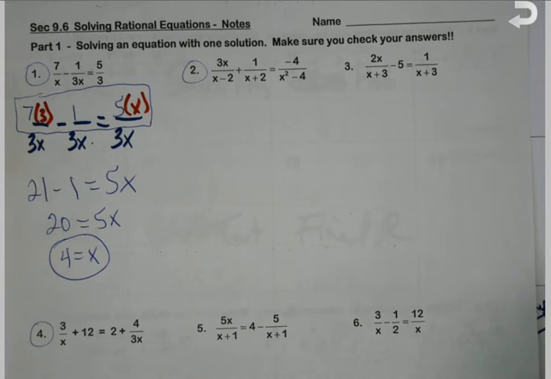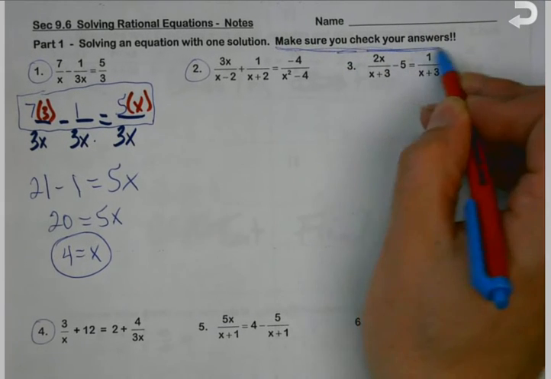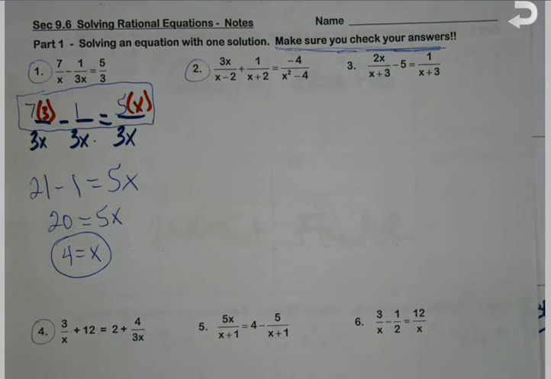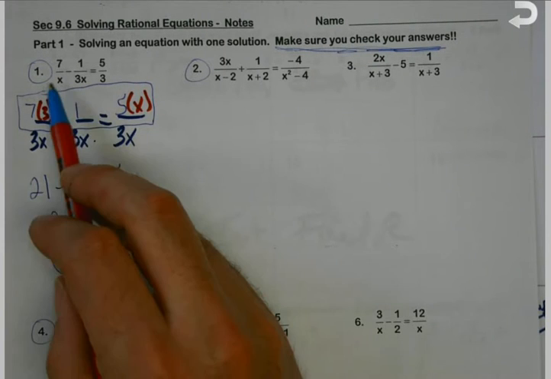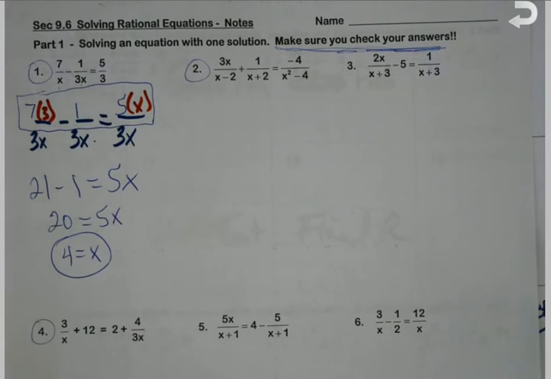Now notice up at the top it says make sure you check your answers. Here's the reason for that. If your x value causes one of your denominators to equal 0, that's undefined. That wouldn't work. So just take that extra 5 seconds or so to make sure that plugging that 4 into either of my denominators doesn't cause a 0. It doesn't here, so that's an okay solution. And we're going to do that as we work through all of these.